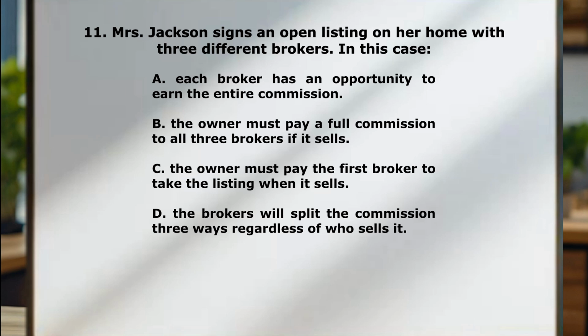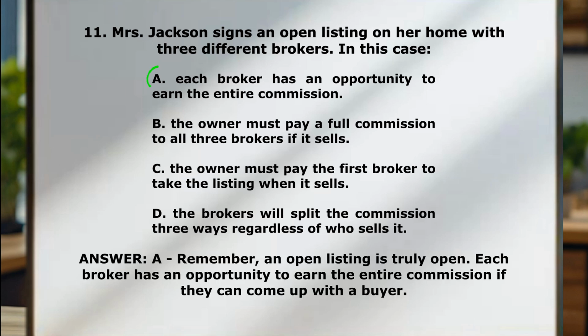All right. The answer is A. An open listing is just open. Truly open. Each broker has the opportunity to earn the entire commission if they can come up with a buyer. I like this question a lot because it's relevant to what's going on in real estate with the NAR commission settlements. This one's kind of funny because it just proves that all real estate commissions have always been negotiable. All right, let's go. Next section.